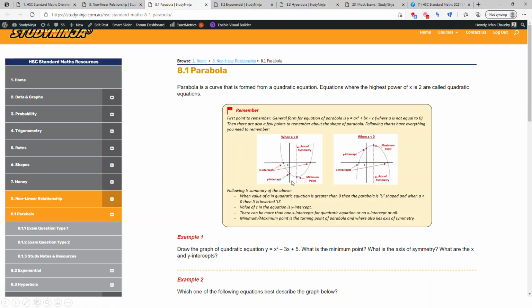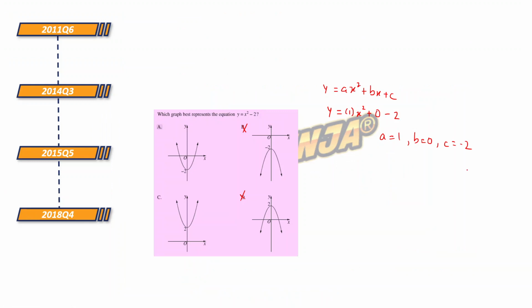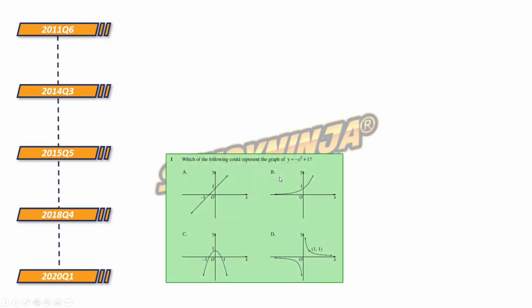Now, what is the y-intercept? Let's see, what's the property? The value of c in the equation is the y-intercept. So the value of c is -2. So this A is where the y-intercept is -2. Here the y-intercept is +2, so A would be the right answer. Again, we know the properties, then it's just easy to apply. Very easy question.